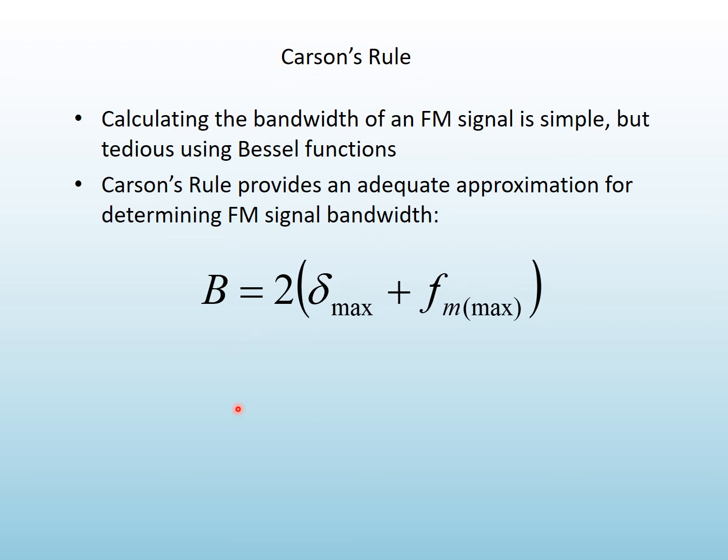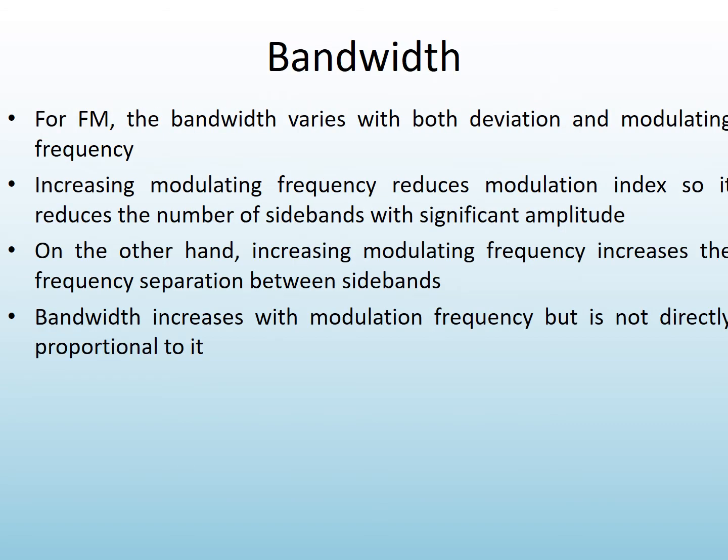The bandwidth B is equal to twice the maximum deviation plus the maximum modulating signal frequency, that is, the baseband signal frequency. So bandwidth varies with both the deviation and the modulating frequency. Increasing the modulating frequency reduces the modulation index, so it reduces the number of sidebands with significant amplitude. On the other hand, when you increase the modulating frequency, the frequency separation between the sidebands increases. So bandwidth increases with the modulating frequency, but it is not directly proportional to it.